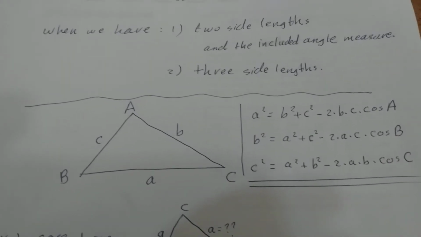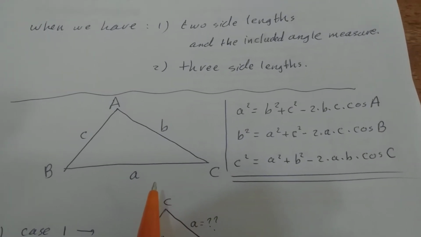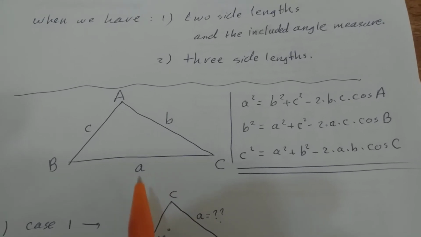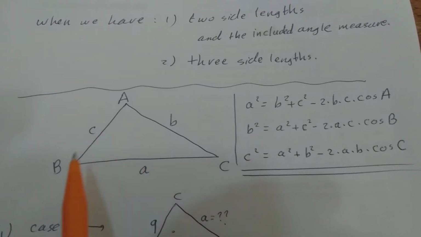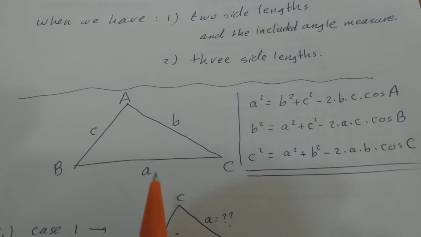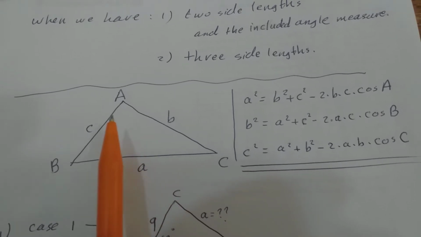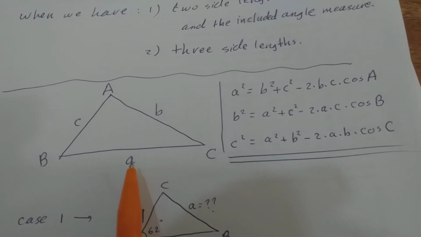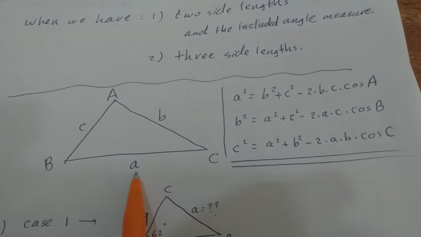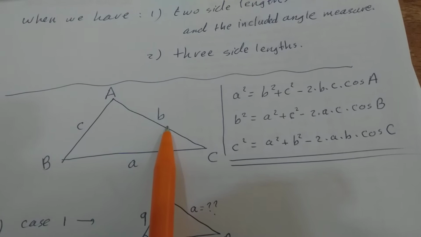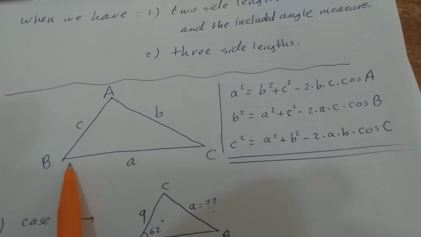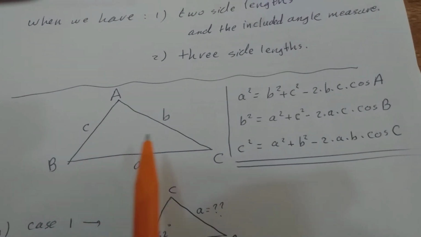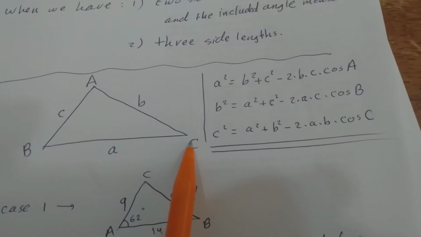First, I should give you the formulas of the law of cosines. Of course, we have any triangle ABC. The opposite side for angle A is a small letter a. Do you remember that, students, when we talked about it? b is the opposite side for angle B, and c small letter is the opposite side for angle C.